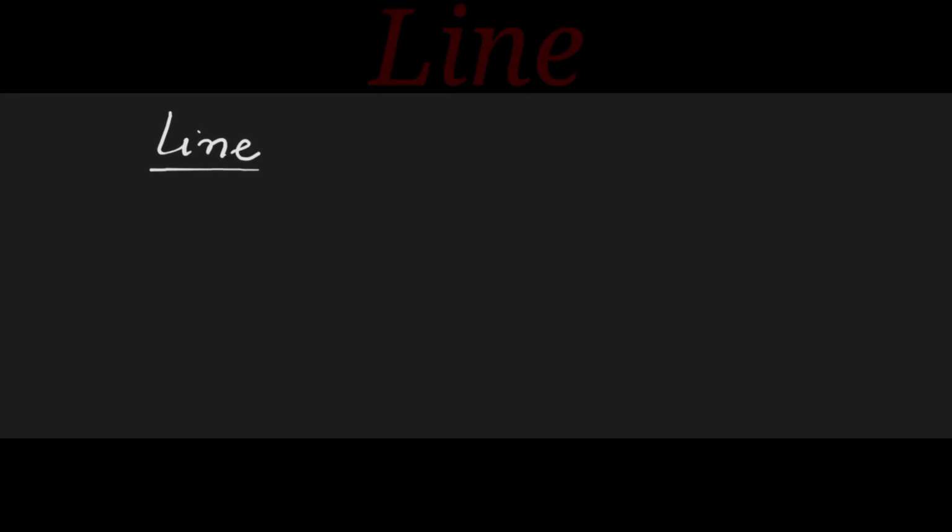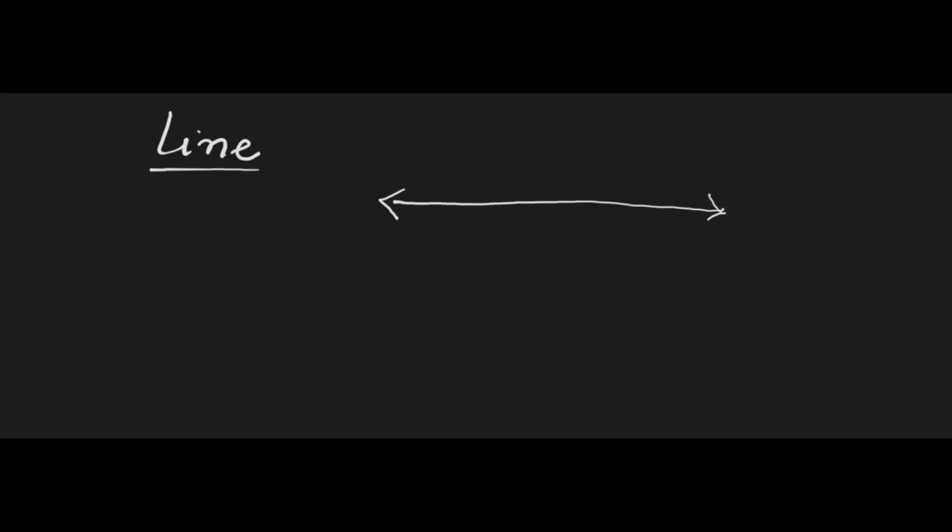Now the next is line. The word line refers to a straight line. It has no width, it has just a length. So a line can be extended in both directions. It can be extended from this side also, and from this side also.